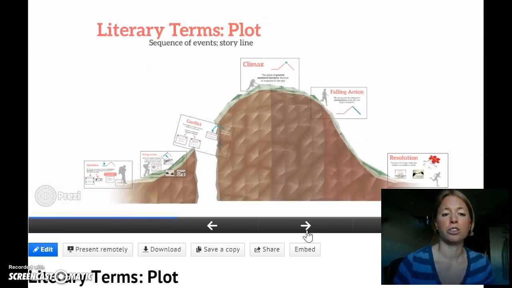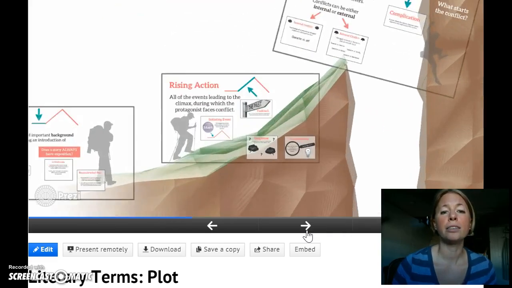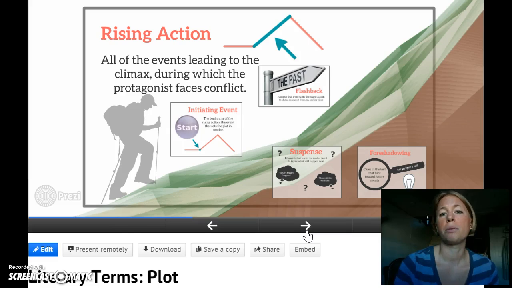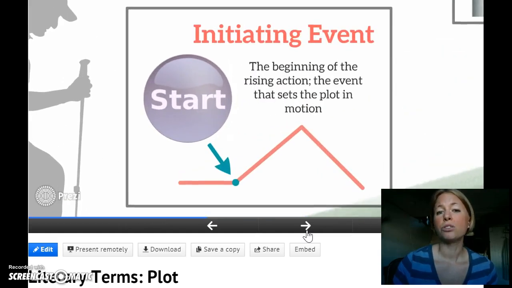So after exposition, the background information about our characters, we're going to move into the rising action. The rising action is represented by this green line moving up the peak. This includes all of the events up until the climax. And typically the rising action is the bulk of the story. Most of the events in the story will take place in the rising action. The rising action will start with an initiating event, some moment that actually sets the plot in motion. Without this moment, the rest of the story couldn't take place.